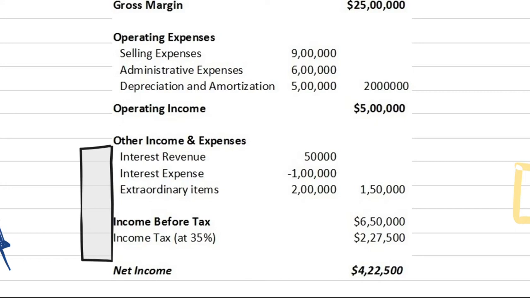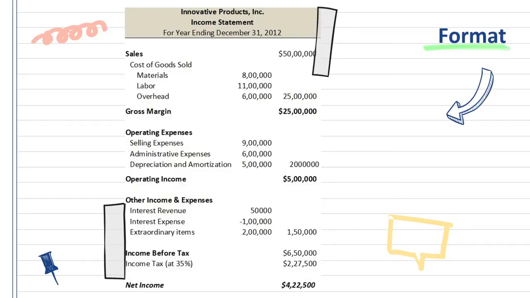And then we subtracted our tax from it. Now after subtracting the taxes, we got net income. And that's our format of income statement. A few things you have to remember: sales minus cost of goods sold minus operating expenses plus other revenues or income minus other expenses. Alright, that will give you income before tax, and then you will deduct the taxes from your income, and that gives you net income. Alright, so this is your income statement.